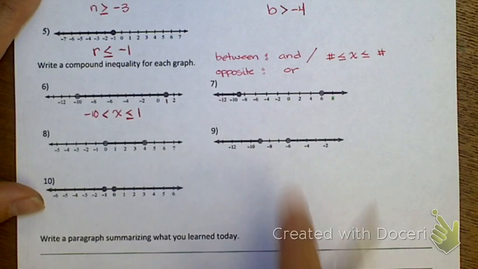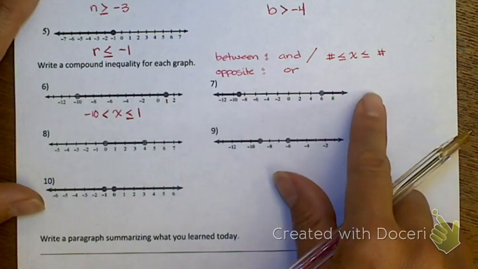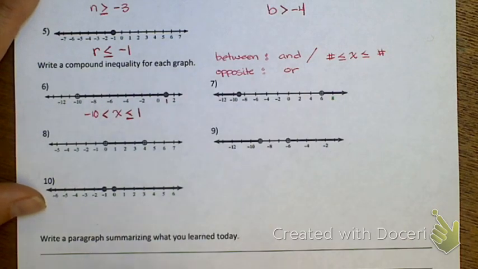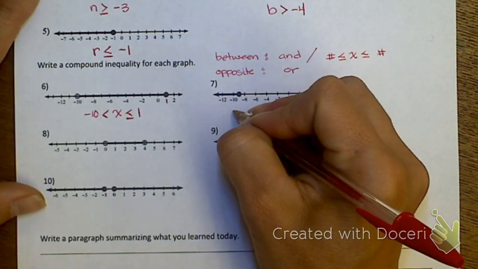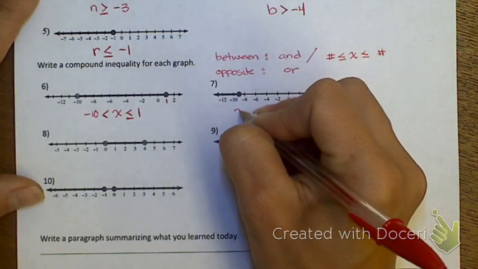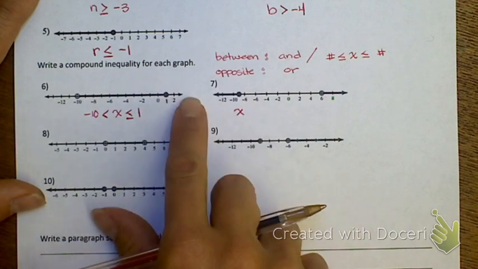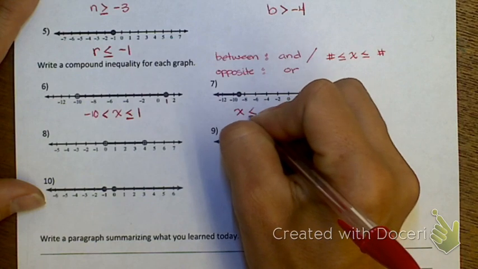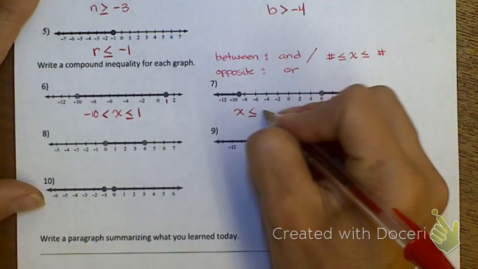Alright, next let's look at this one. The inequalities are going in opposite directions, so I'm going to write 2 inequalities that have or between them. So the first inequality, okay, I'm going to pick a variable. I'll just use x here. X is, it looks like it's going less than or decreasing, and it's a closed circle, so less than or equal to. It looks like it's between -10 and -8, so that would be -9.